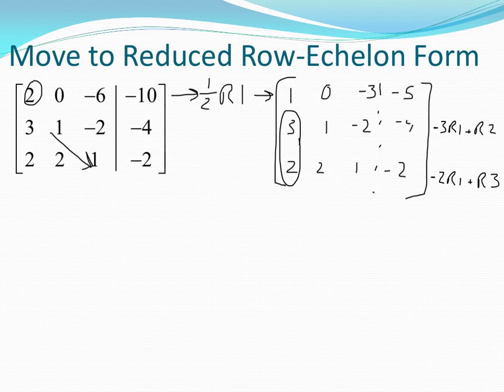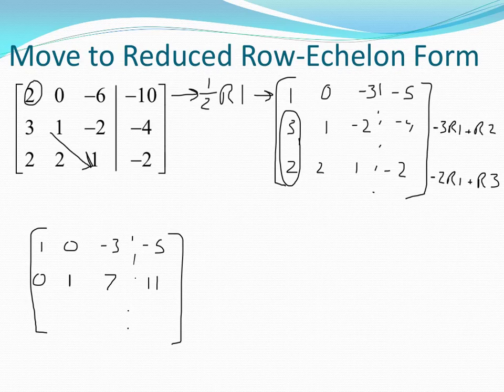Remember, these calculations will replace the current row 2 and row 3. So row 1 will remain the same, 1, 0, -3, -5. But we'll have to do some calculations for each of the second two rows. So -3 times row 1, that's -3 times 1 plus row 2. So -3 times 1 is -3, plus 3 is 0. -3 times 0 is 0, plus 1 is 1. -3 times -3 is a +9, plus -2 is +7. -3 times -5 is 15, plus a -4 is a +11.